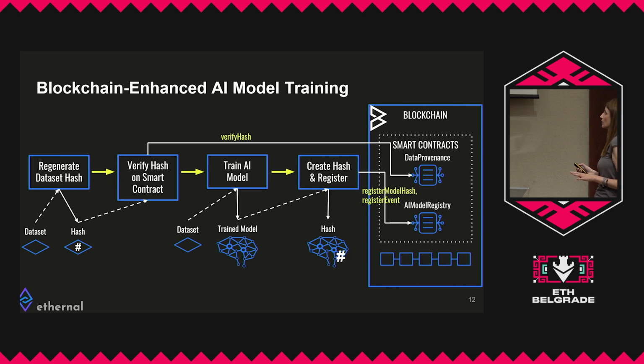When the model is trained, we can create a hash of that trained model, and at that time we can register the model hash on the smart contract, the other smart contract on the blockchain, and at the same time we can register an event describing the process of training. Basically, this event includes the model version, the owner of the data set, the owner of the trained model, for example access rights, what data set or data sets were used for training, and similar stuff.